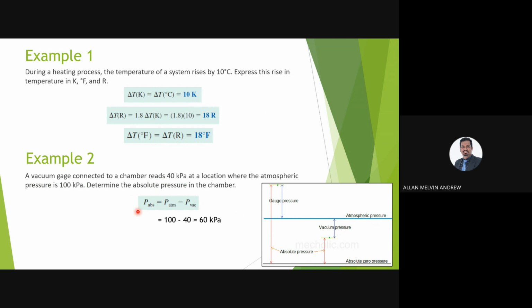So absolute pressure equals atmospheric pressure minus vacuum pressure, because atmospheric pressure is higher, so you minus the lower. If the question is saying gauge pressure, then you need to plus: atmospheric pressure plus gauge pressure, since it's higher. But since you're finding a vacuum, you need to minus. Atmospheric pressure is 100, and the vacuum pressure is 40, so you minus 40. So the absolute pressure is 60 kilopascal.